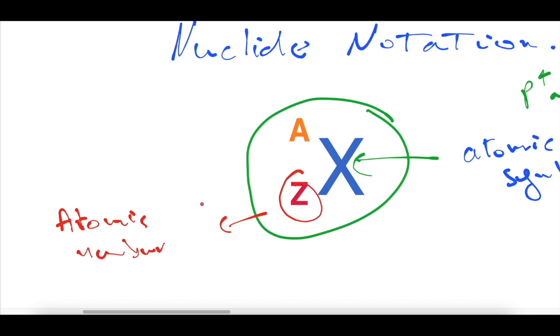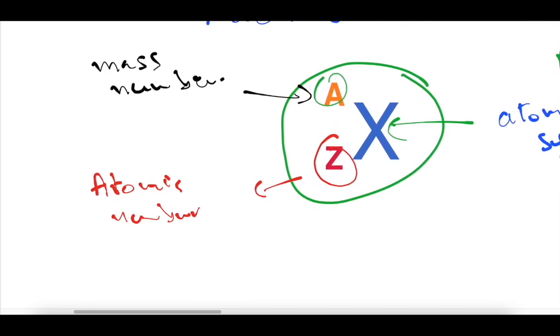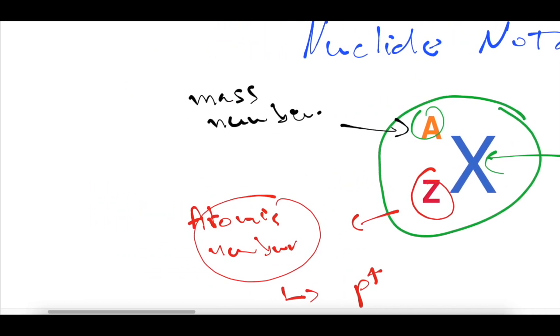And in the upper left, we've got the mass number of the atom. So the atomic number refers to the number of protons of the atom, and the mass number refers to the total number of the protons and neutrons.